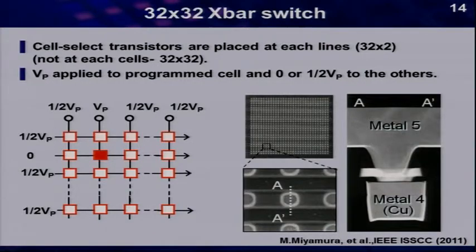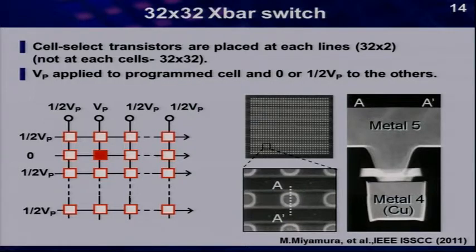Here we demonstrate the programmability of 32 by 32 crossbar switch. No select transistor is used in the crossbar switch to save the area. Select transistors are placed outside of crossbar switch. Here we use 64 select transistors. As shown in SEM image, atom switch is placed on each cross point.